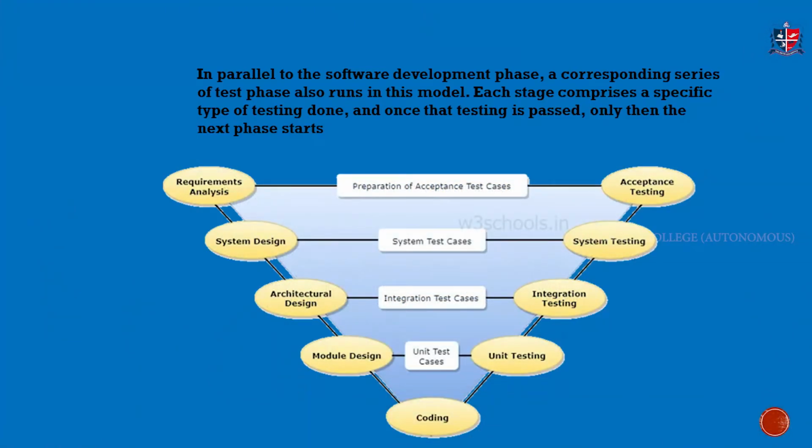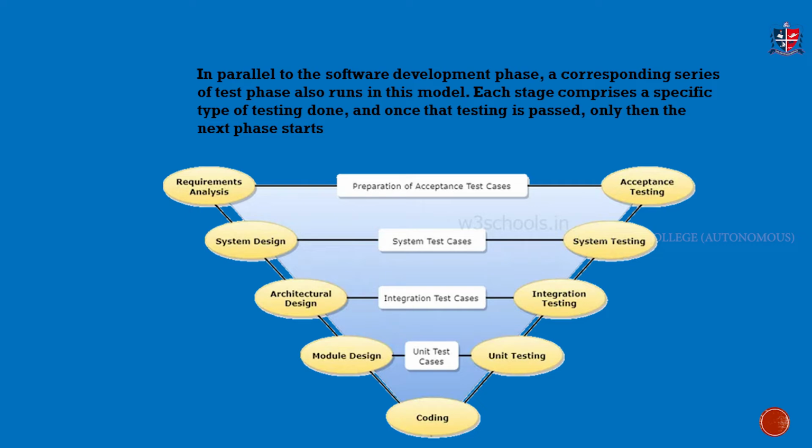It will also contain the requirement analysis, system design, architectural design, module design and coding. But in between that, in each case, it must also do the testing process. That means in the requirement analysis phase, it also does the acceptance testing, in system design, the system testing, in architectural design, the integration testing, and in module design, the unit testing, and also the coding.